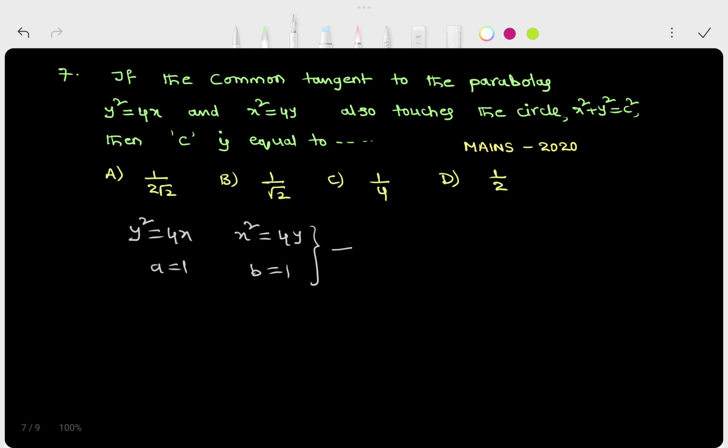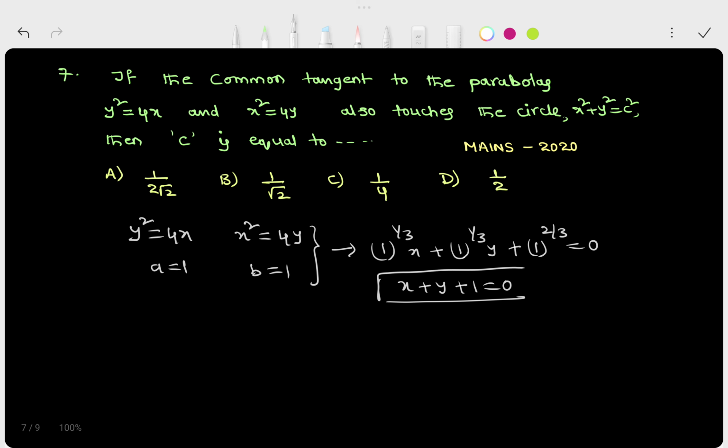What is the equation of the common tangent? The equation of the common tangent will be 1 whole to the power of 1 by 3 into x plus 1 whole to the power of 1 by 3 into y plus a into b, that is 1 whole to the power of 2 by 3, is equal to 0. So that equation will be x plus y plus 1 is equal to 0.